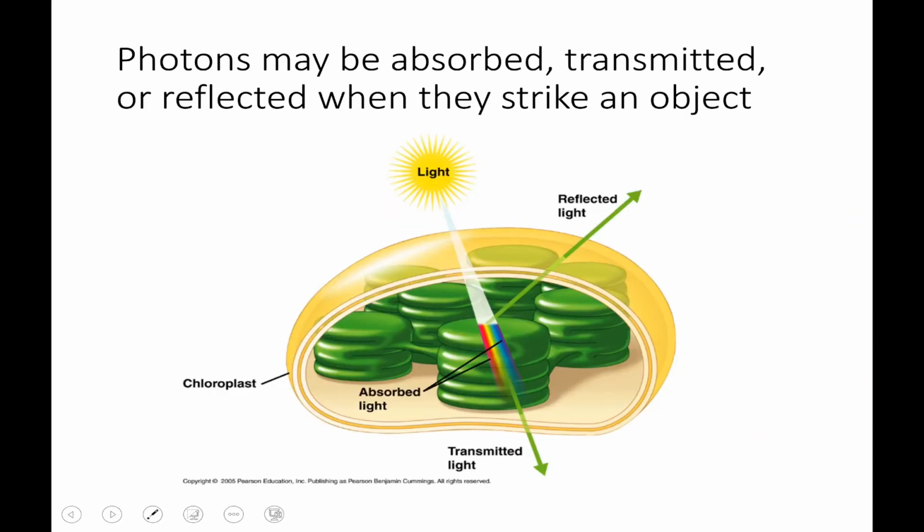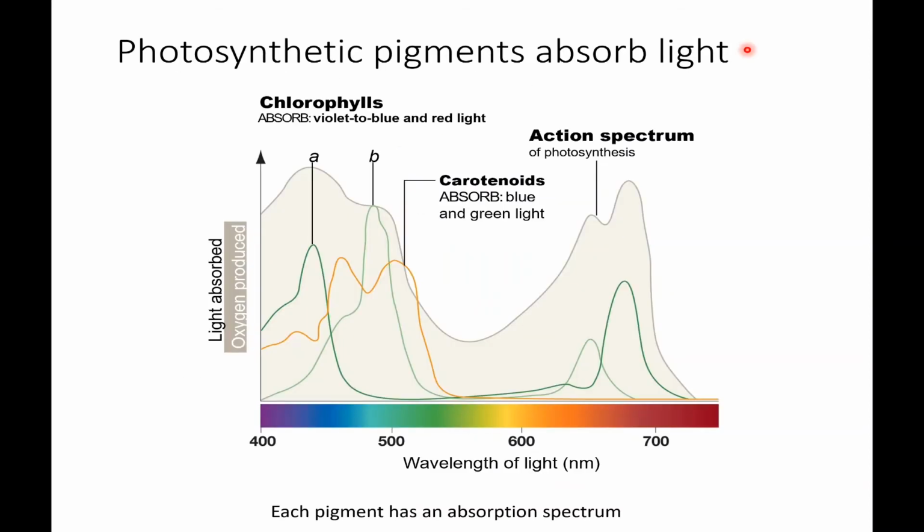Now, when light hits an object, the photons can be absorbed, transmitted, or reflected. Here we're looking at sunlight hitting a chloroplast, and notice that the thylakoids are reflecting green light, which means it's bouncing off, and transmitting light, which allows it to go through. They are absorbing other wavelengths of light. Let's look at this in more detail.